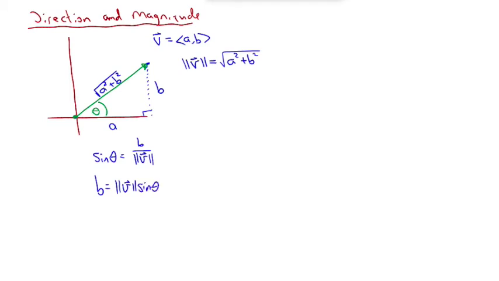If I want to find a, I would write cosine of theta is equal to a over the magnitude of the vector, and therefore a is equal to the magnitude times cosine of theta.